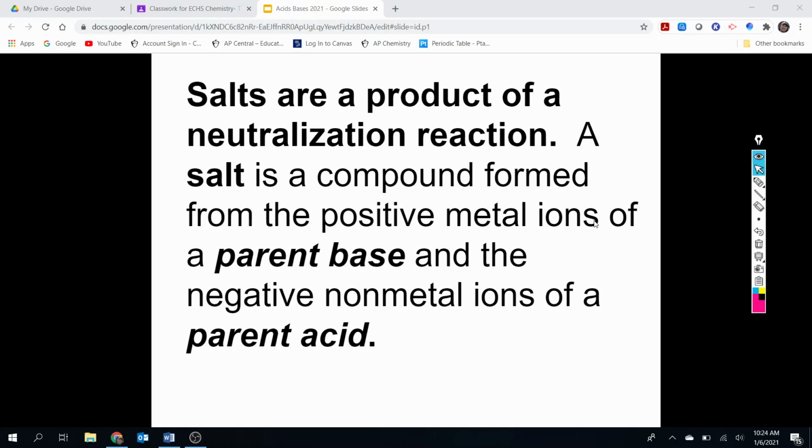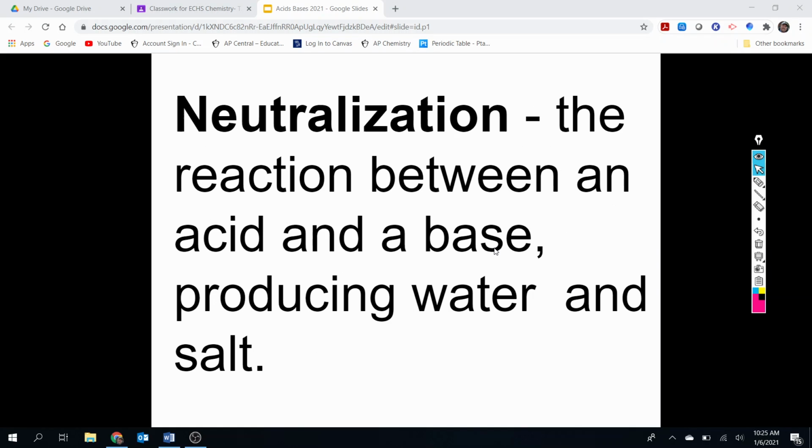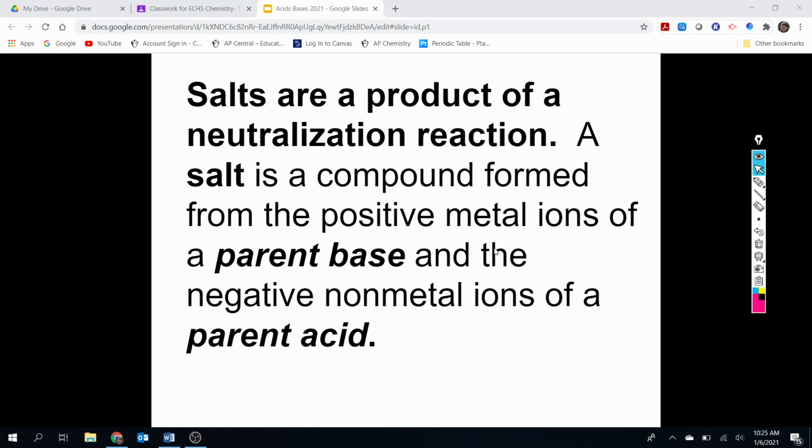So again, salts are produced from the positive metal ion from the base, and the negative non-metal ion from the acid, and those will produce the salt. And that is the last slide.